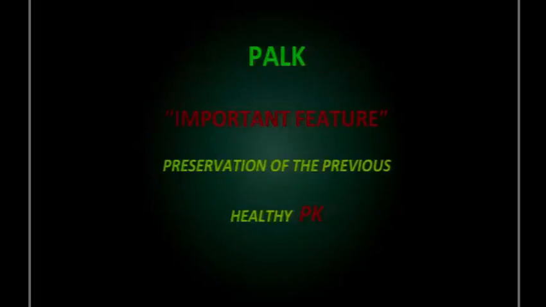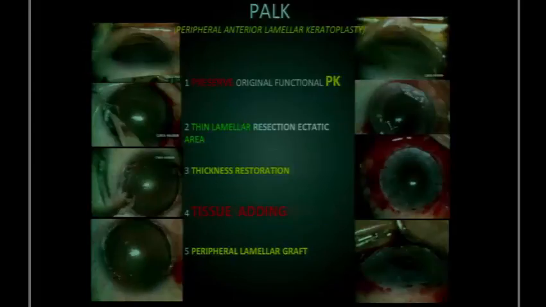So the important feature is preservation of the previous healthy PK. These are the purposes: preserve the original PK, thin lamellar resection from the ectatic area, thickness restoration adding tissue with a peripheral lamellar graft. That is the main idea, add tissue on the ectatic zone.